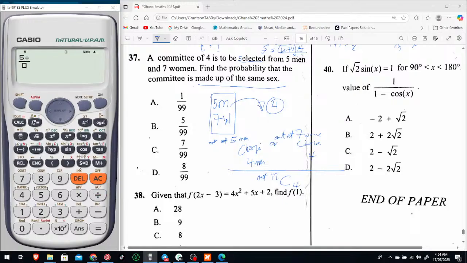I put it in brackets. You don't know how your calculator would read this. So 5 combination 4. That's for the men. Times, no, it is plus, right? It's either they are all men or all women. Please, you understand? Yes, sir. 7 combination 4.